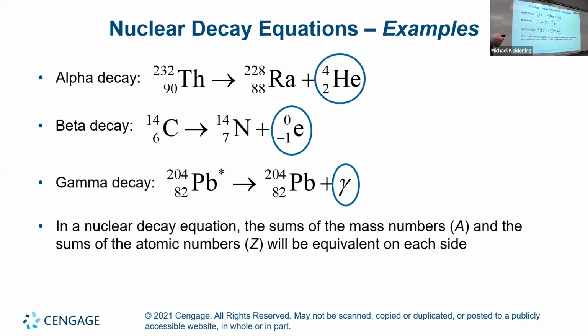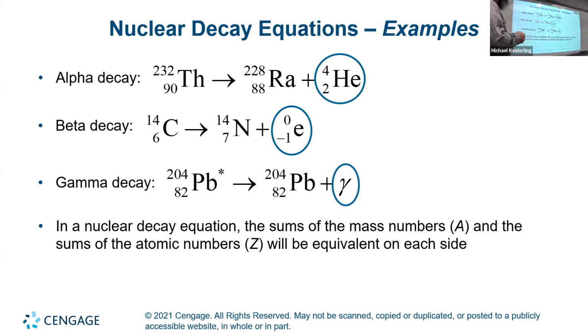So alpha decay: thorium-232 will decay to radium-228 plus an alpha particle. And notice how it goes from having 90 protons to 88, and from 232 total nucleons to only 228. So if you add up the top numbers, they add up. If you add up the bottom numbers, they add up.